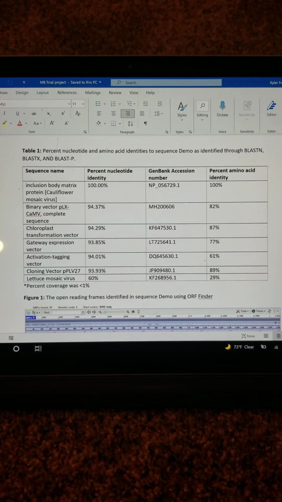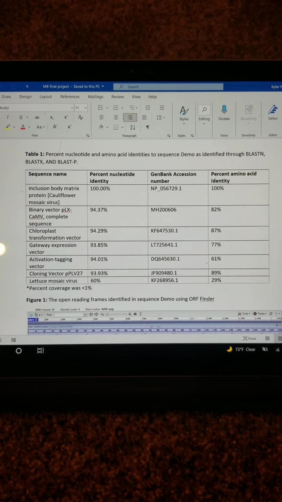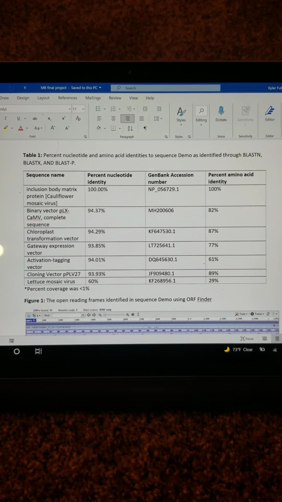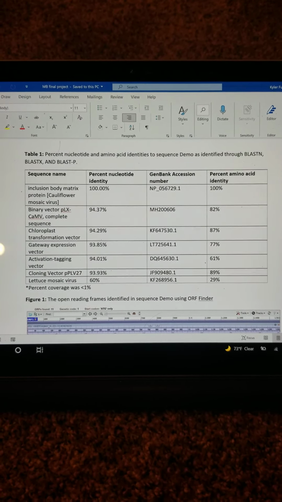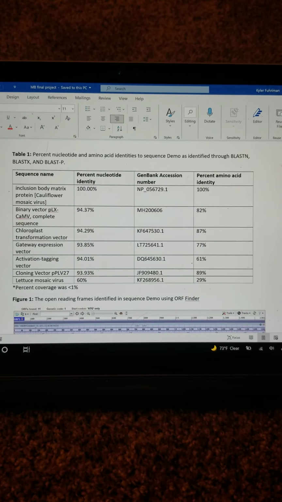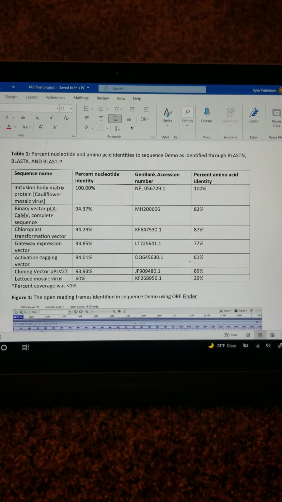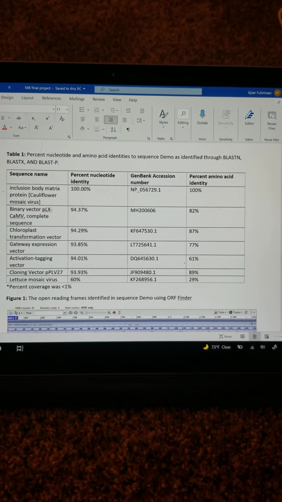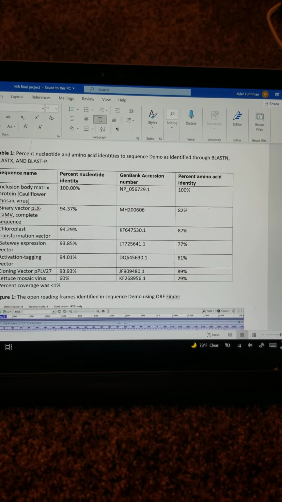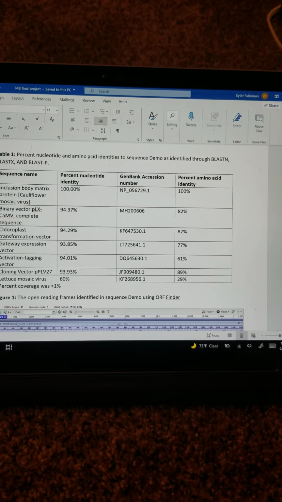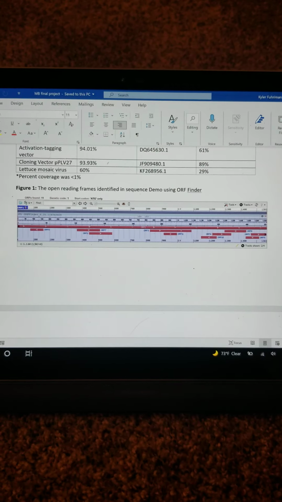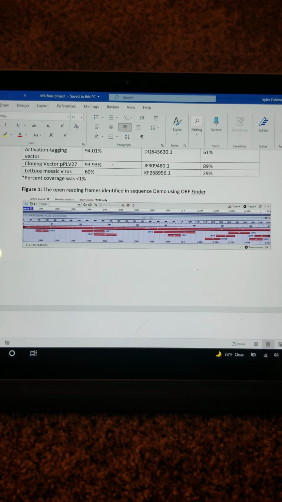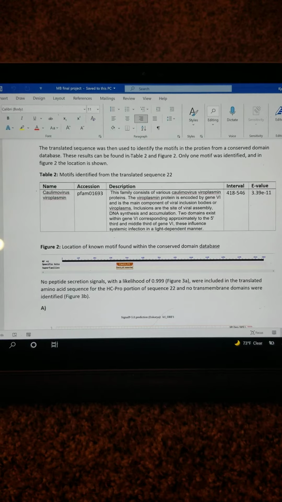I was then able to identify 5 closely related sequences and one a little bit more distantly related sequence, and I was able to run those through a BLAST-P analysis. I was also able to find the translated sequence with the ORF finder, and identify the open reading frames in the sequence.